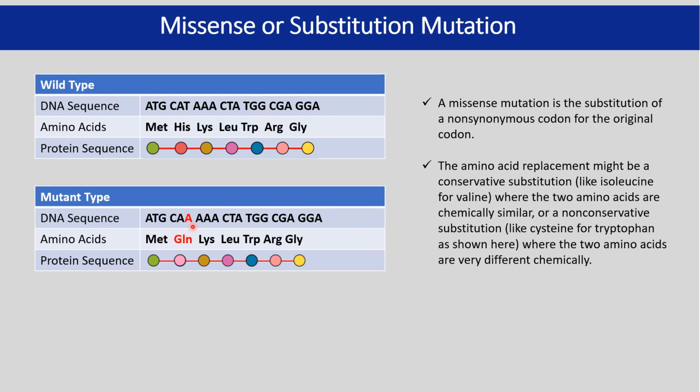It can be a conservative substitution. That means if the new amino acid has similar properties to the previous amino acid, then it might not make much difference in the protein properties. But if it is changed to a completely different amino acid, that is definitely going to affect the protein property. The mutation where the nature of the amino acid changes is called a non-conservative missense mutation.